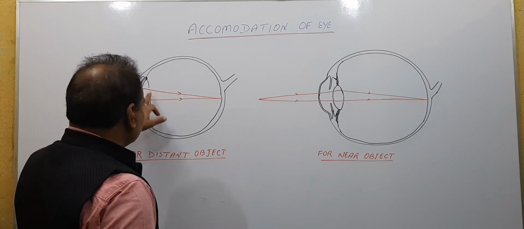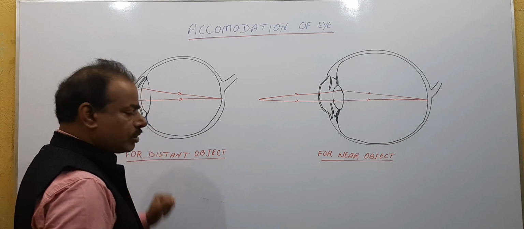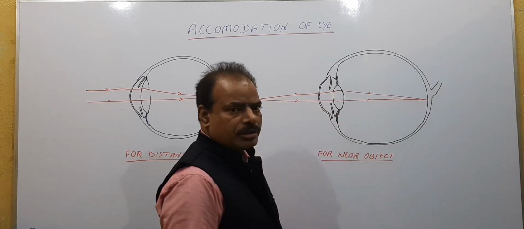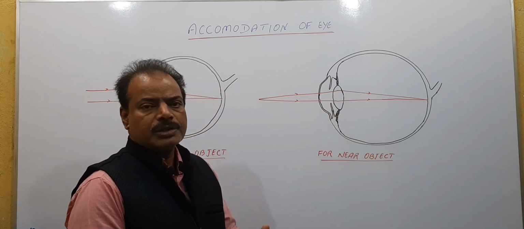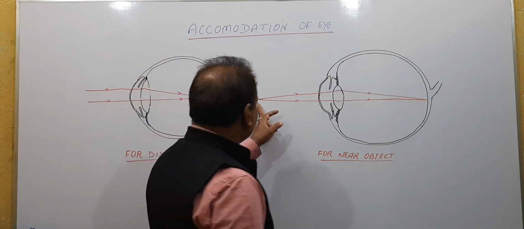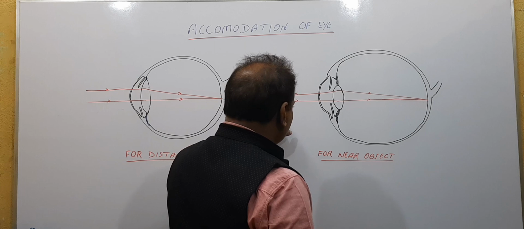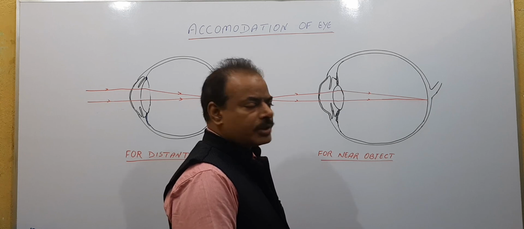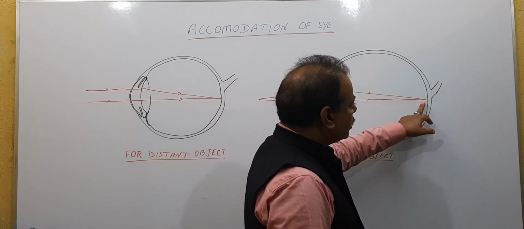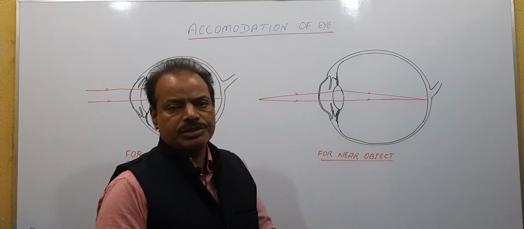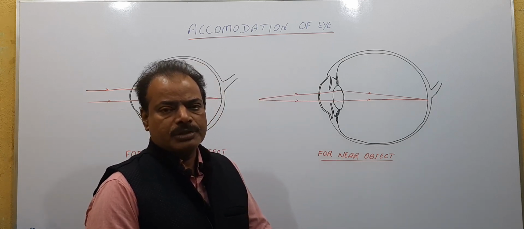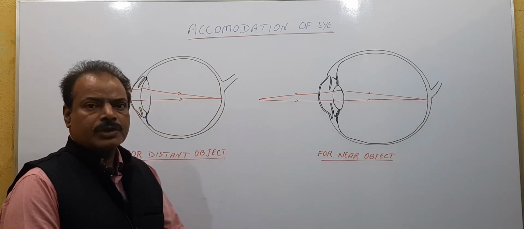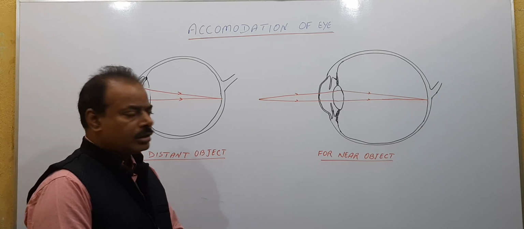So here the lens is less convex to see a distant object, but in case of a near object, the lens becomes too curved, meaning more convex, so that when light rays come from a near object to the lens, refraction takes place, convergence takes place, and then the light rays reach the yellow spot of the retina, and here the image forms. The image formed by the eye lens is real and inverted.